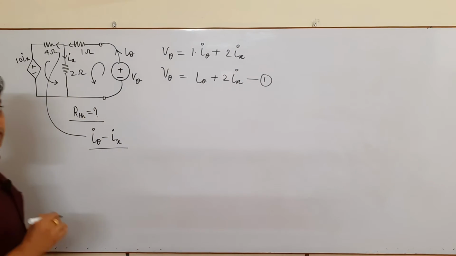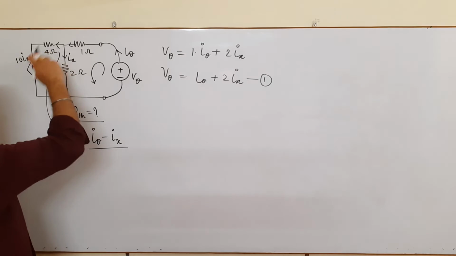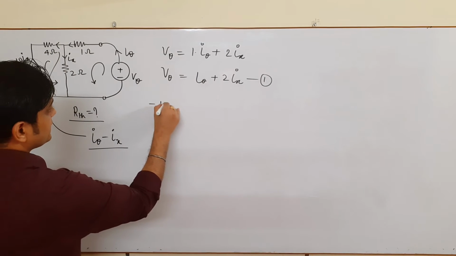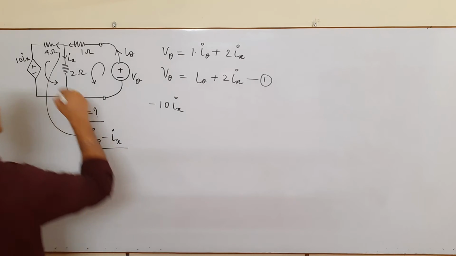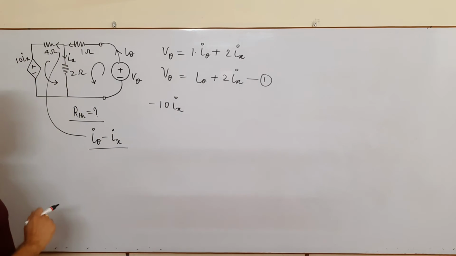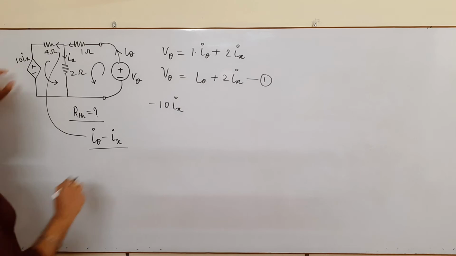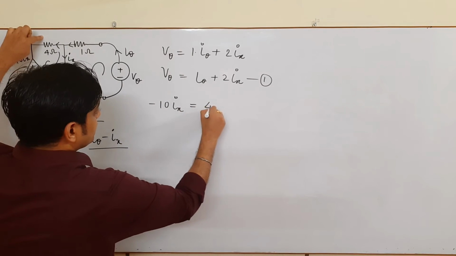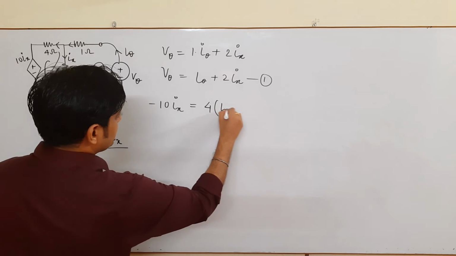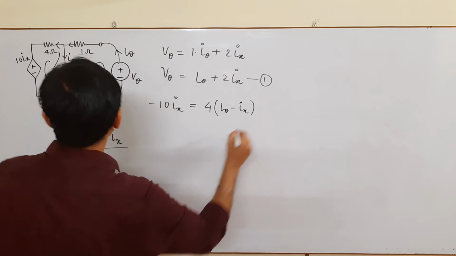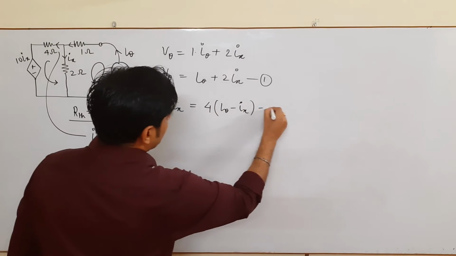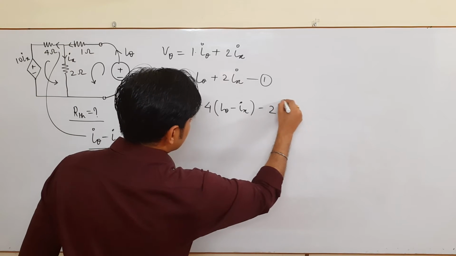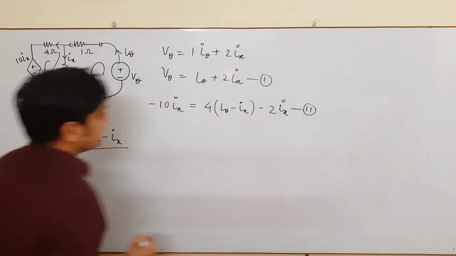Now we have to find the value of Ix. Okay, now applying the loop in this fashion, that comes to be minus of 10 Ix. Since we are moving in this fashion, it is plus to minus, so minus of 10 Ix. This is one voltage source, that should be equal to, now the current in the 4 ohm resistance is what? That is I theta minus Ix, in this direction, and when we are moving in this fashion, current is coming here, so it is minus of 2 Ix. That is your equation second.